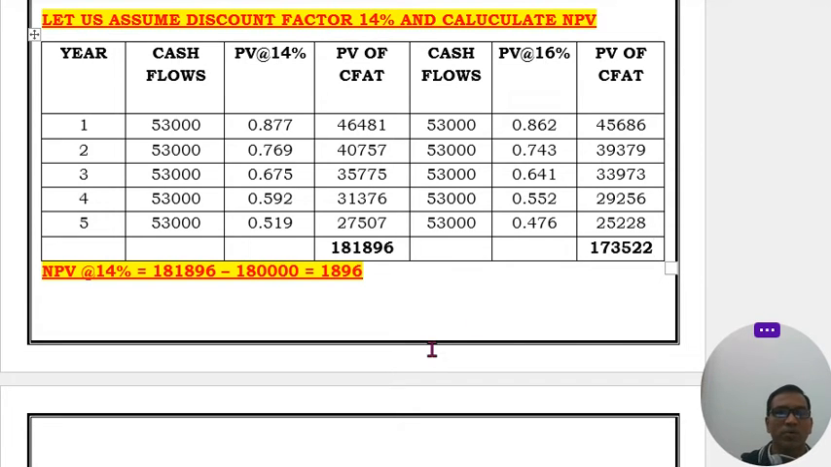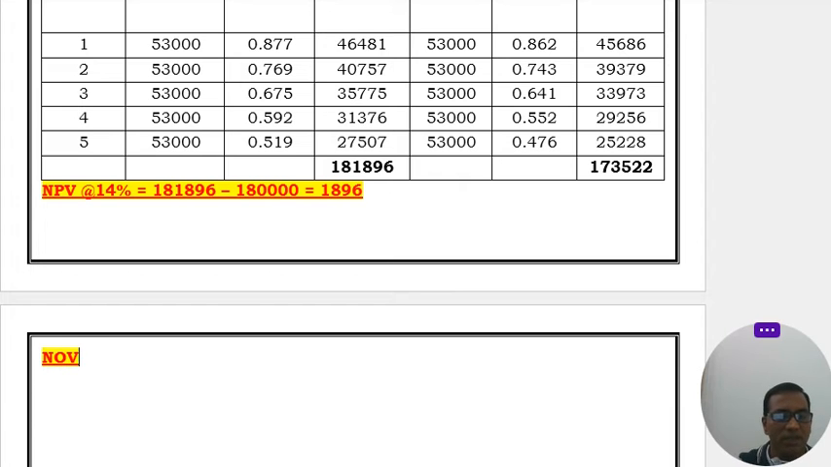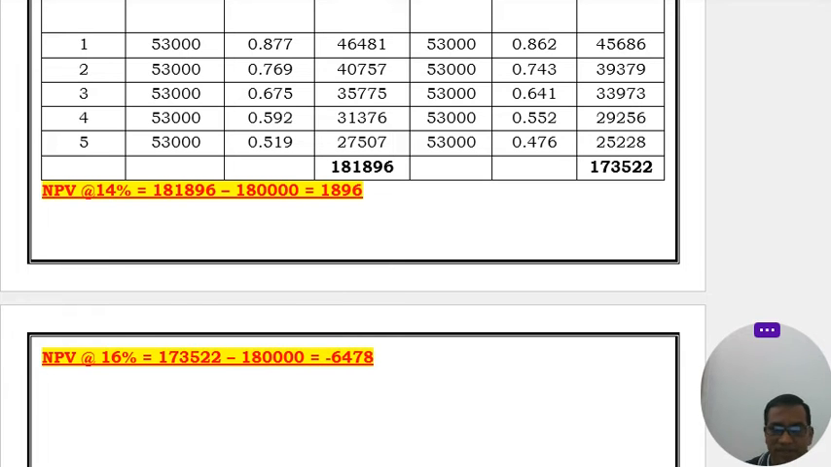So now calculate one more NPV. NPV, net present value at the rate of 16% is equal to total PV of CFAT 173,522 minus cash outflow 180,000, that is you got negative value, it will give you minus 6,478. So you got negative value, but you have now two NPVs with you.